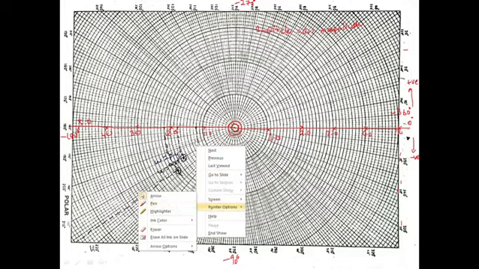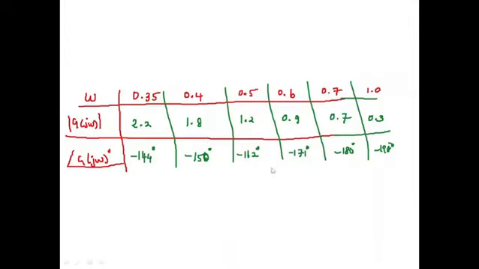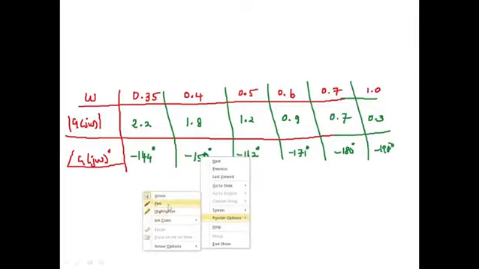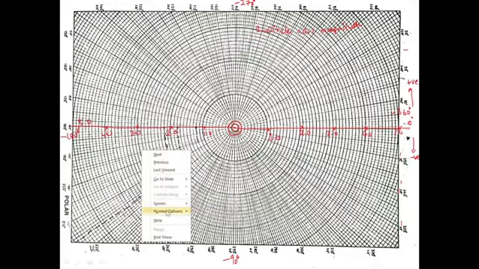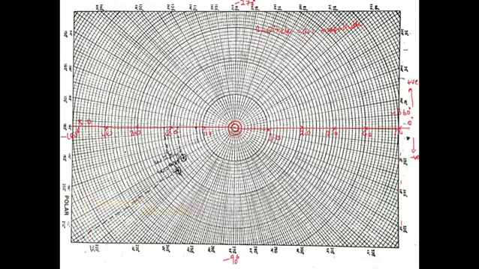Sorry, minus 162. I hope it is minus 162, not 112. So here the value is minus 162. Don't get confused by it. The angle is minus 162. So for 1.2 and minus 162, where could the value be? Here 1.2, here minus 160, and minus 162 is around here.